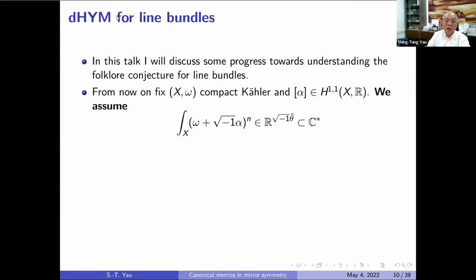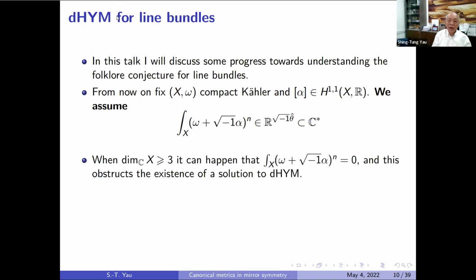So we look at the deformed Hermitian-Yang-Mills equation, (omega plus i alpha) to the power n. Well, if the equation holds, then we know that by integrating it, it is equal to some real number times e to the power i theta hat, where theta hat is a constant. This will be a condition for the existence of a solution to the deformed Hermitian-Yang-Mills equation. So we assume, therefore, this has to be true. This clearly will be a necessary condition: the integral of (omega plus i alpha)^n is in R times e^(i theta hat).